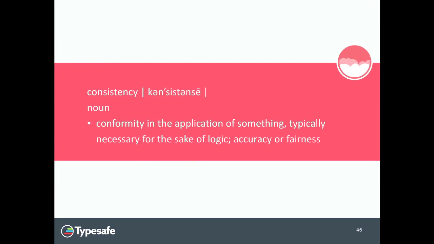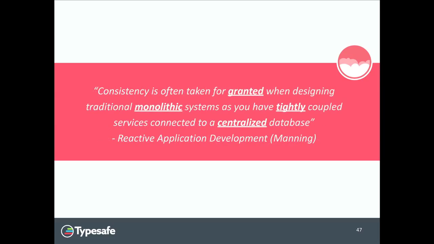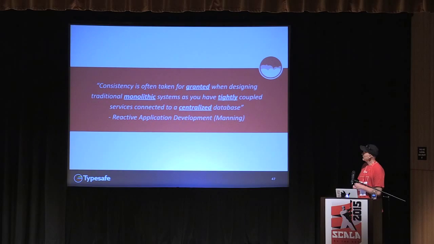So this brings us to one of the challenges behind this, which is consistency. Conformity in an application of something is typically necessary for the sake of logic and accuracy, right? We want to be consistent across our distributed environment. In a monolithic system, they are trivially eventually consistent in that there is still eventual consistency, even though it might be at the microsecond level, but we take it for granted because we have a tightly coupled system and a lot of times use a centralized database.